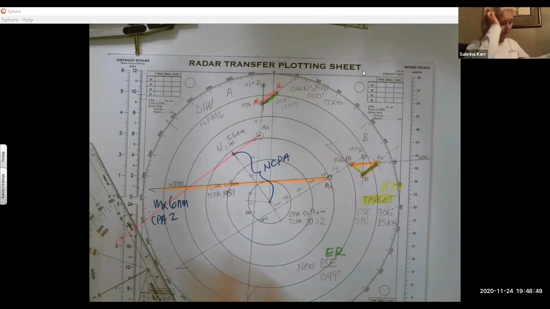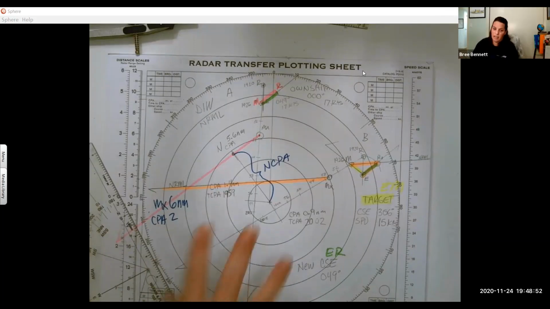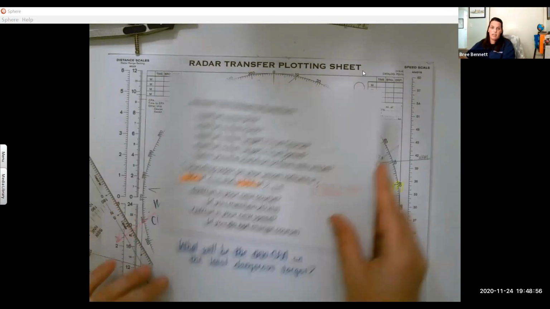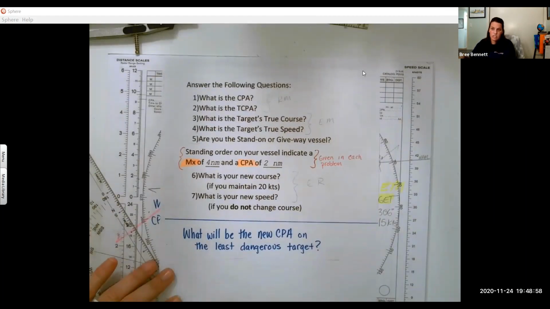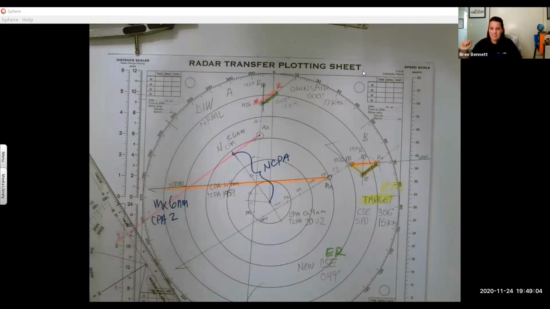Like I said, there's so much information you can pull from a plot like this, but we are just going to focus on these questions. Try to keep it a little bit simple. I know, looking at it, you're like, how is this simple? Okay, any questions on this?